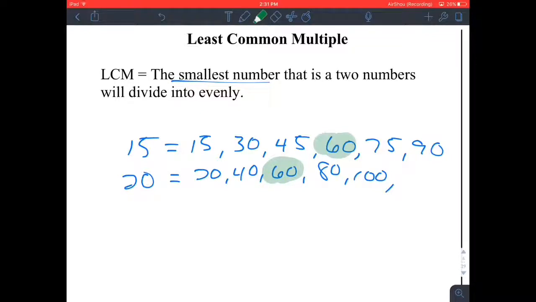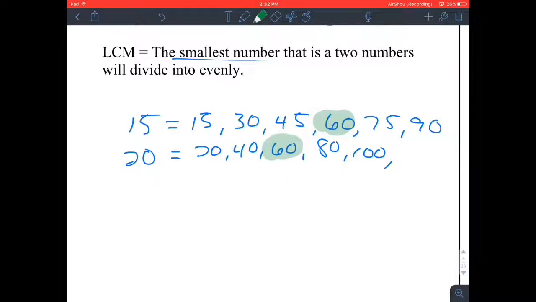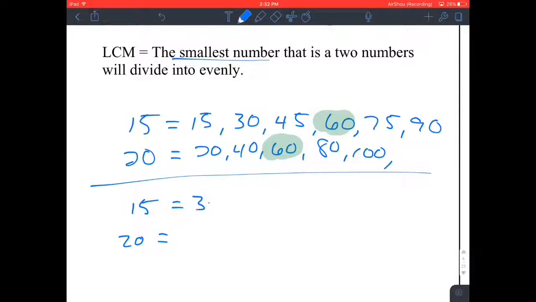Now, there's a process you can go through to find that without listing all these numbers, because sometimes you can find it quickly, sometimes you don't find it quickly. So here's how you do it. You take the prime numbers of 15 and 20. 15 is 3 times 5. 20 breaks down to 2 times 2 times 5.